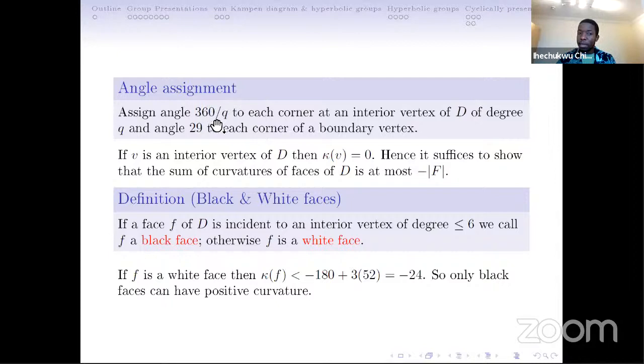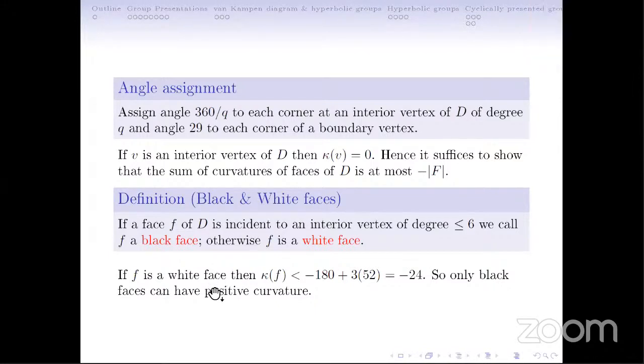And from the way I assign my curvature here, the corners are going to have angle at least 52, because I'm going to divide 360 by 7. You want to choose this angle to be as big as possible because you're trying to get this curvature to be very small. So you better choose the biggest angle which you can get. And in this case, I get 52 because the smallest degree of a vertex is 7. So I have 52, and the curvature is -24. So we are fine with white faces, but the black faces, we don't know.